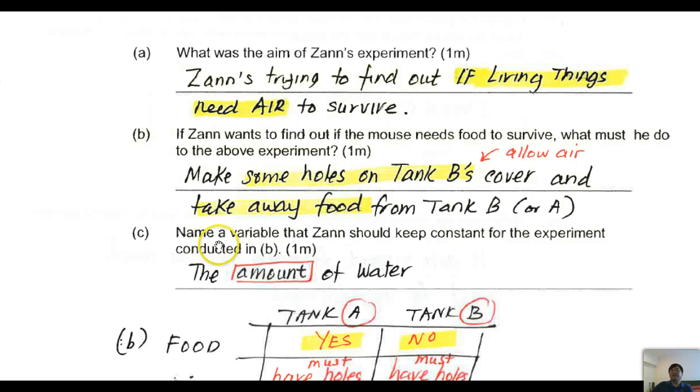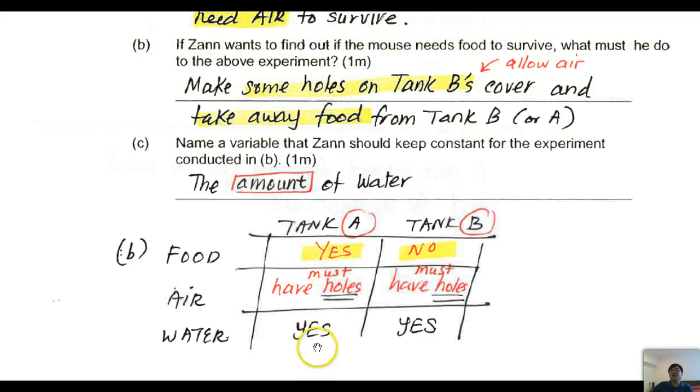Okay, name a variable that Zen should keep constant for the experiment conducted in B. I put the amount of water. Got to be careful. You just can't say you supply water, yes, but the amount of water, for example, 10 milligrams, or not 10 milligrams, too little. Okay, let's say maybe 20 milliliters of water, then 20 milliliters of water here.